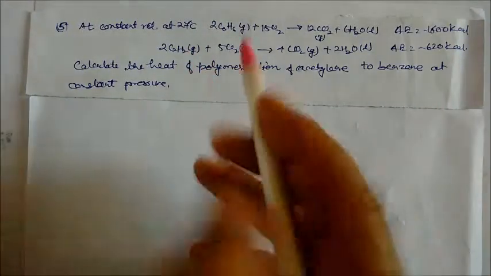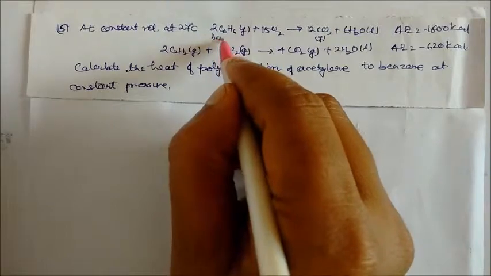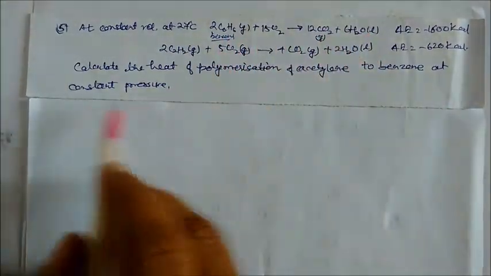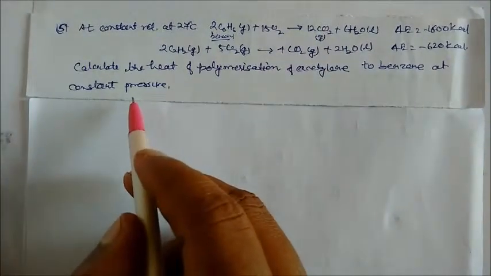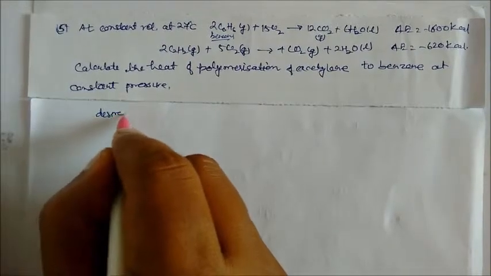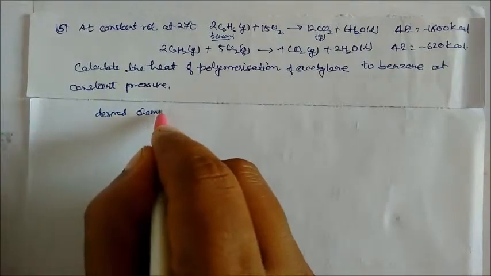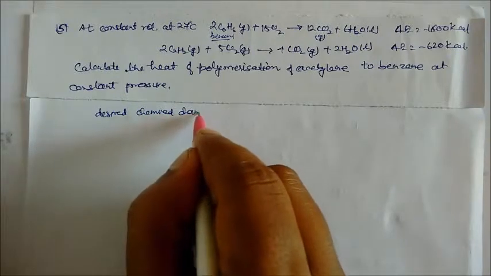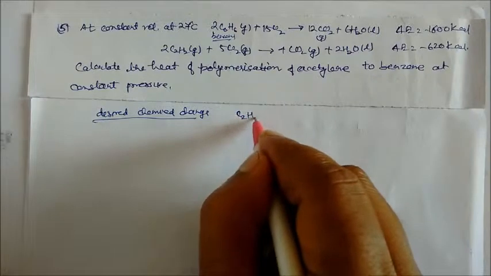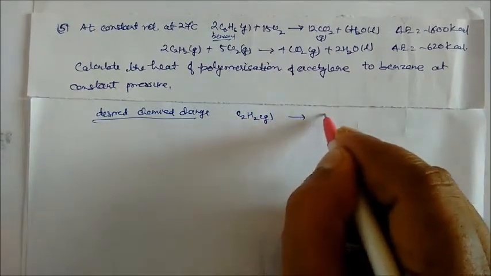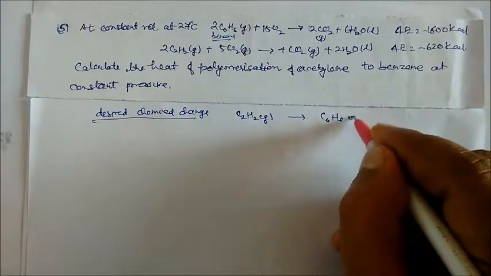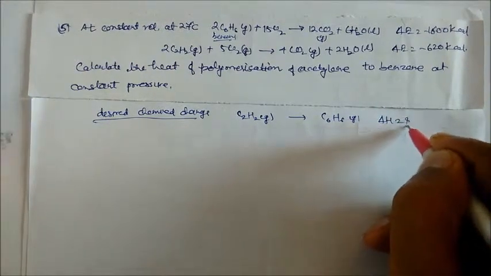So this is your benzene, not this one. This is benzene, which is undergoing combustion to give CO2 plus water, and we have to find the change for benzene at constant pressure, which means we have to find the enthalpy. So our desired chemical change is what? We change C2H2, which is a gas, so it has to convert into C6H6, that is benzene in the gaseous state, so we have to find the ΔH of this reaction.